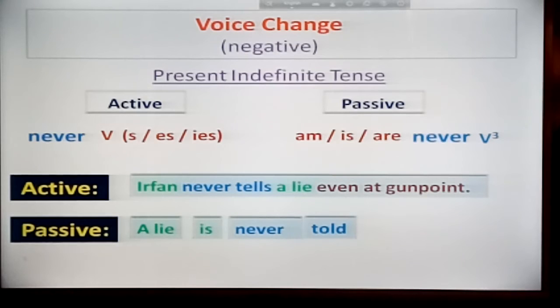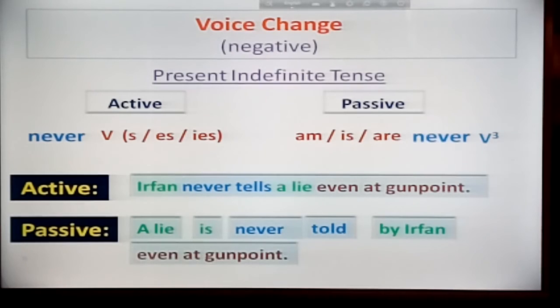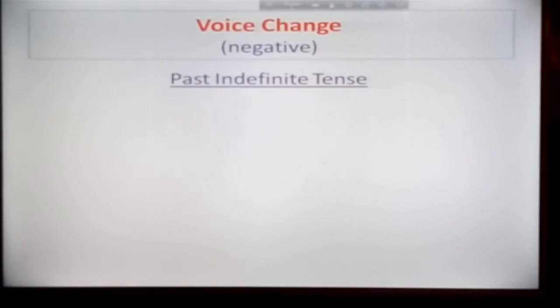And after the main verb of the passive sentence you use by plus agent. The subject of the active voice becomes the object of the passive voice, and it is always placed after a preposition. And finally, the phrase after the object in the active voice is used after the object of the passive voice. So dear students, you see, in this way, following the basic steps of voice change, we can change any active sentence into passive. Now let's see how we can use the negative word never in the past indefinite tense.